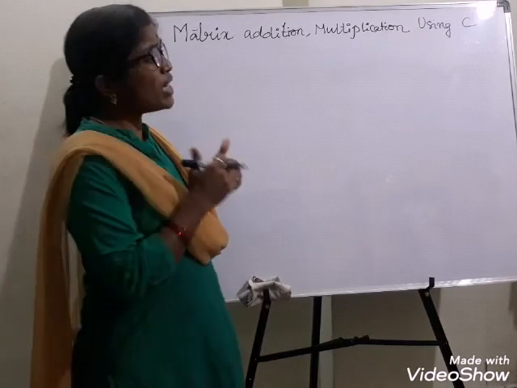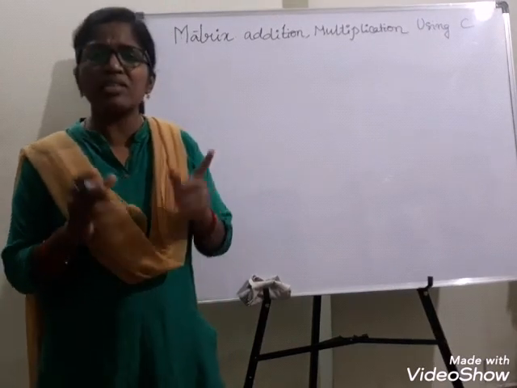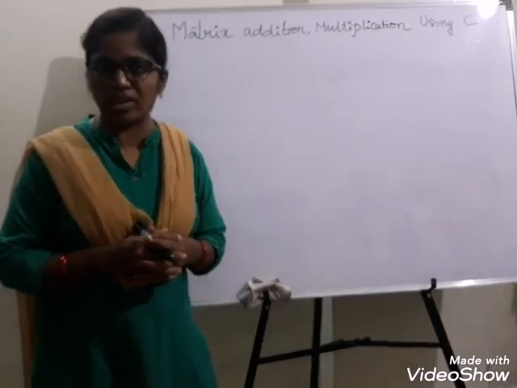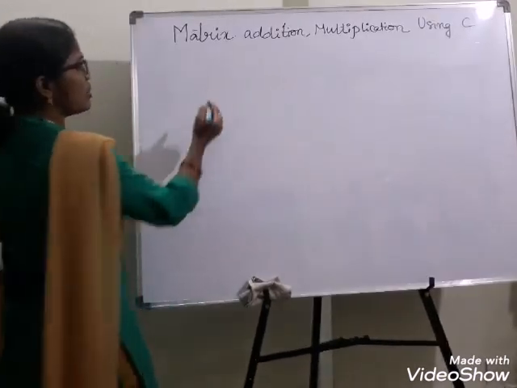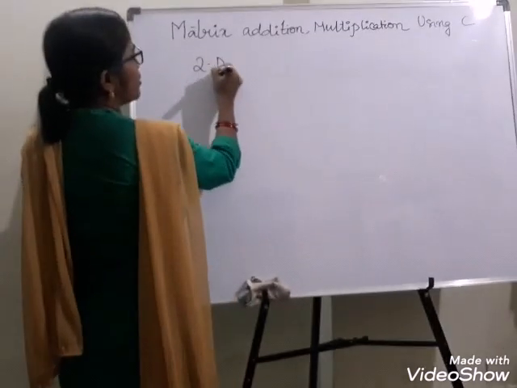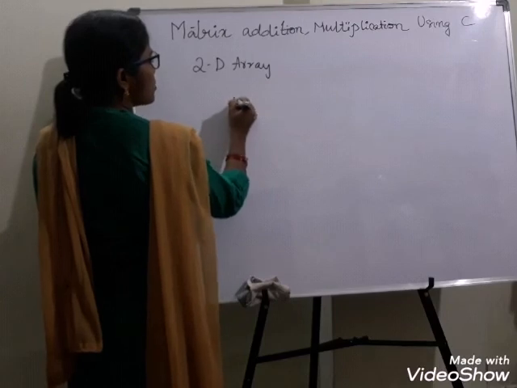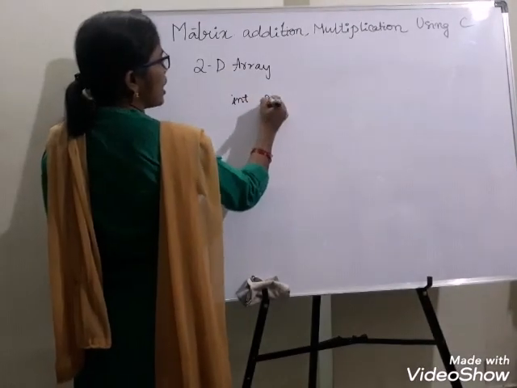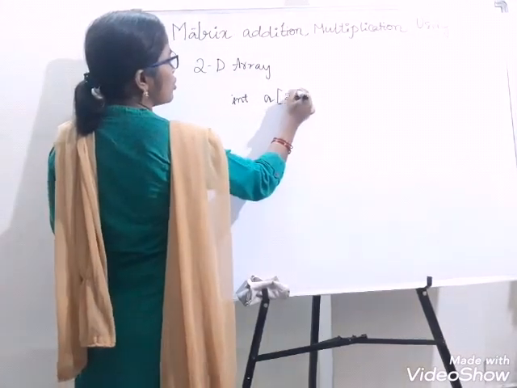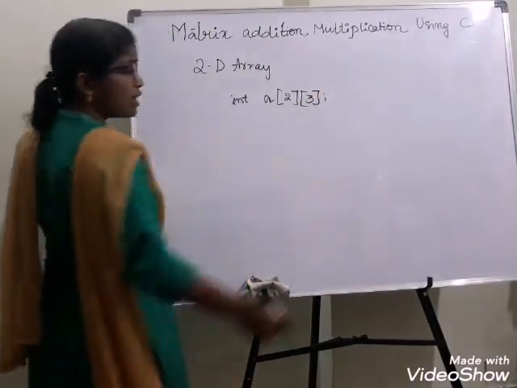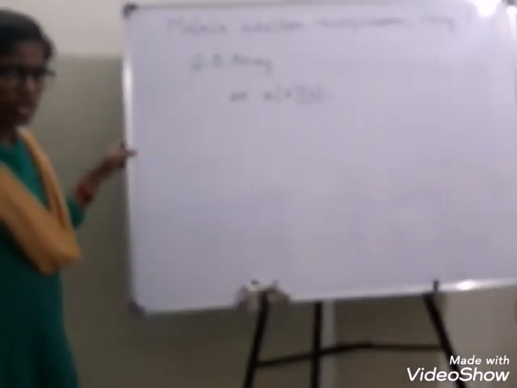Okay, so what is the matrix? Matrix is the two-dimensional array. Matrix can be shown using a two-dimensional array. So how will we write the 2D array? A 2D array can be written as type, for example integer, A with 2 as my row size and 3 as my column size. Like this I can write a two-dimensional array.